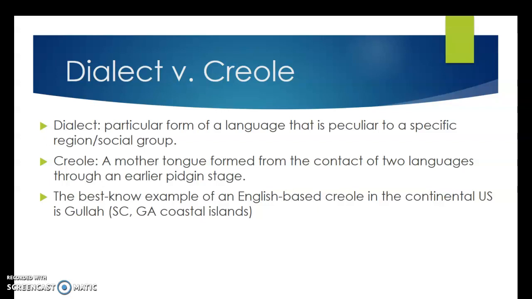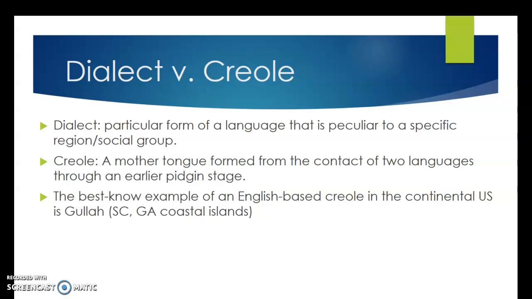A Creole is a mother tongue formed through the contact of two languages. For example, British colonialism led to diglossic situations in many of their colonies. The English language was imported and would coexist with the native language. To communicate between languages, a pidgin would develop, and from the pidgin, native speakers would grow up blending the languages.